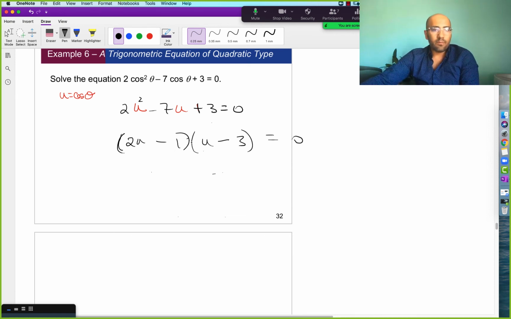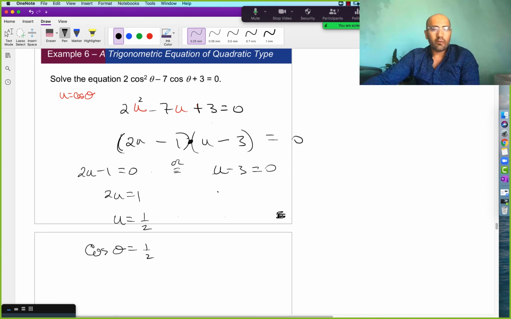And so now from the product principle, we can say that this must mean that 2u minus 1 equals 0 is one solution, or u minus 3 equals 0 is the other solution. We can solve for u and say that 2u equals 1, so u equals 1/2. And so cosine of theta equals 1/2 is one of the possible solutions.